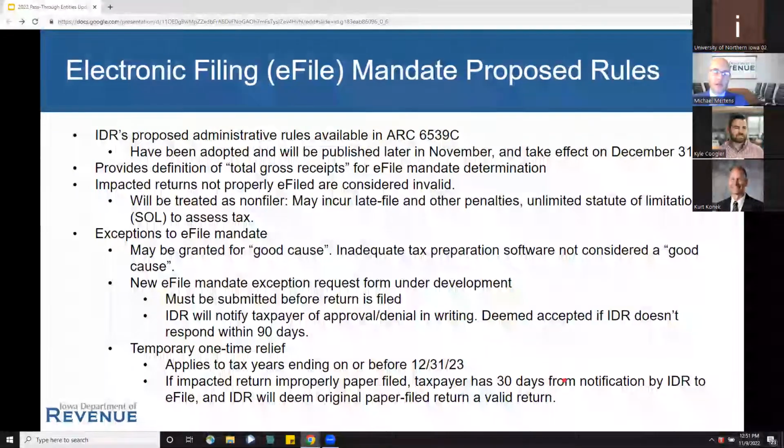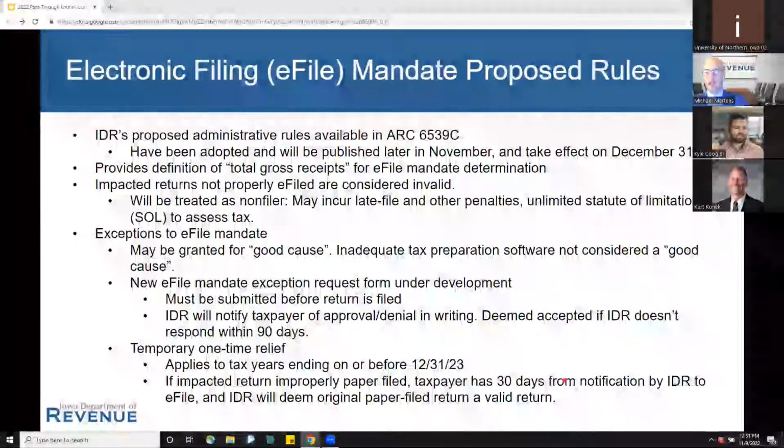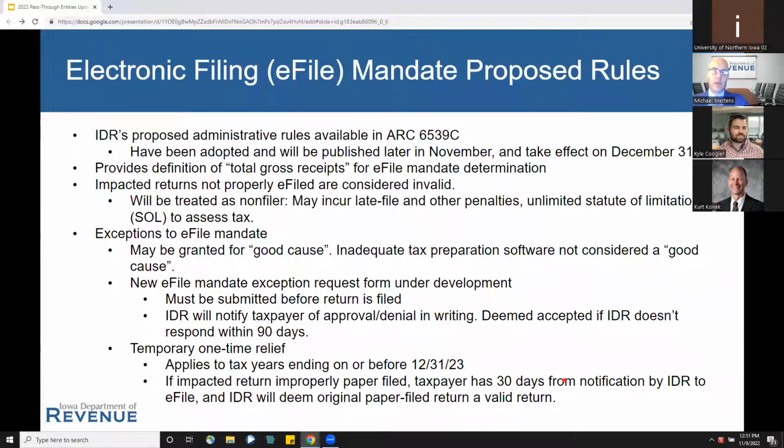There are exceptions to the e-file mandate, and the department is working on a new form that will be released in the not too distant future, which describes how to apply. That form will be used to apply for an e-file exception, and it will describe the types of good cause that qualify for the exception. Inadequate tax preparation software is not going to be considered good cause. That's very important here.